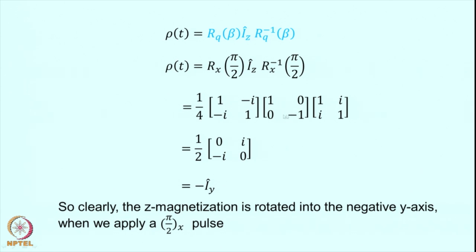and this gives me 1 minus i, 1, and I_z is 1 0 0 minus 1, the half factor is already taken away here, and the inverse of this R_x matrix is this, 1 i 1. How do I say this? Because now you see, if you multiply this matrix with this matrix, you will get 1, right.